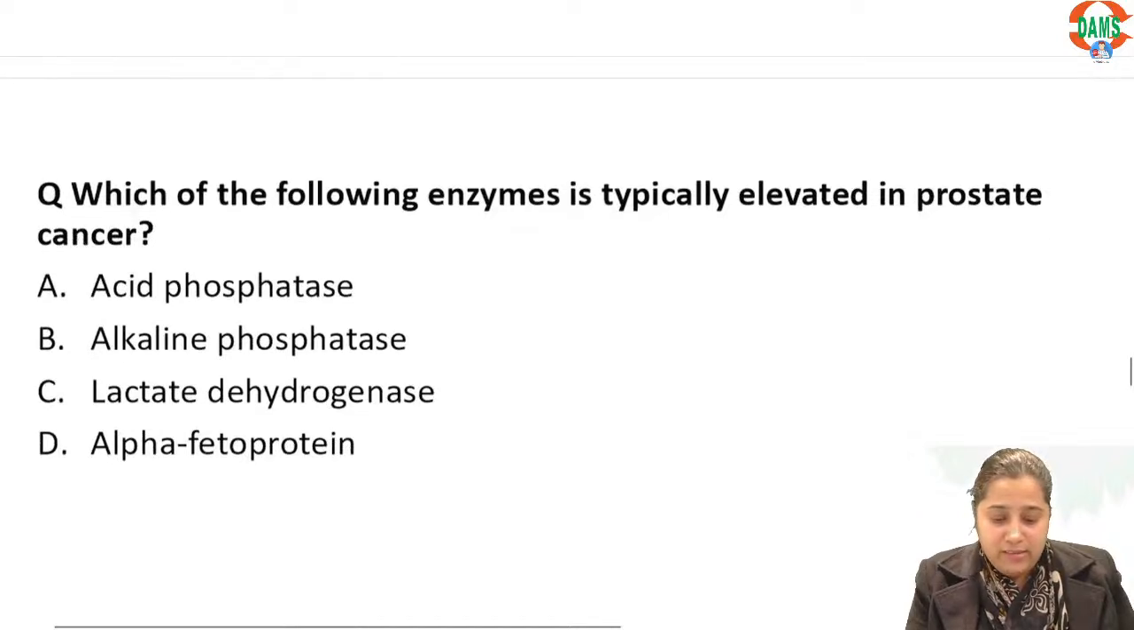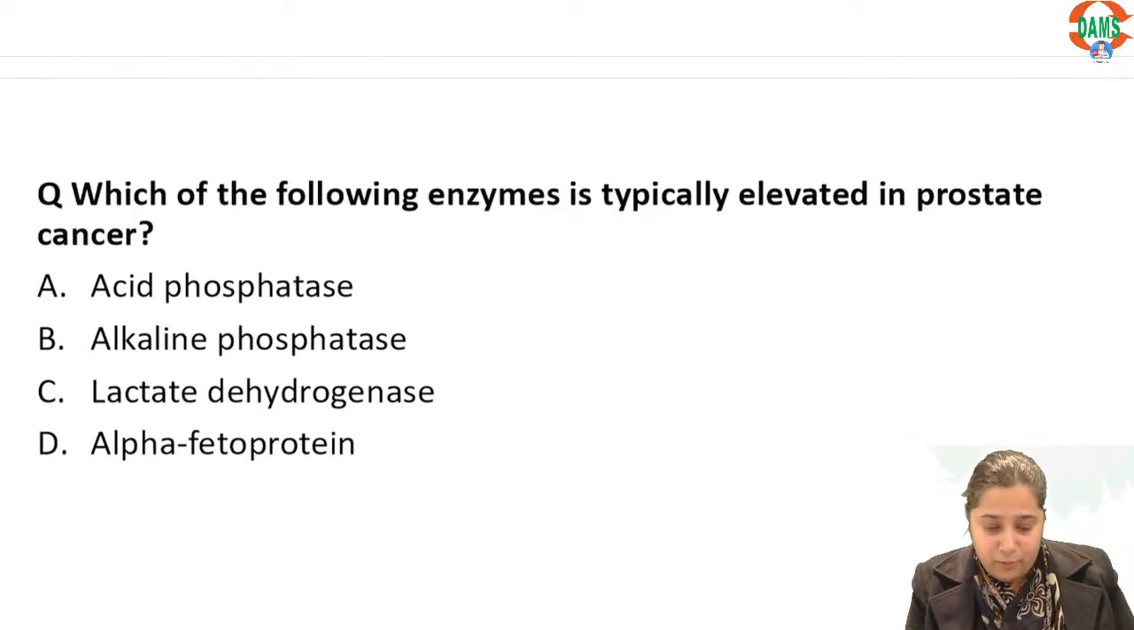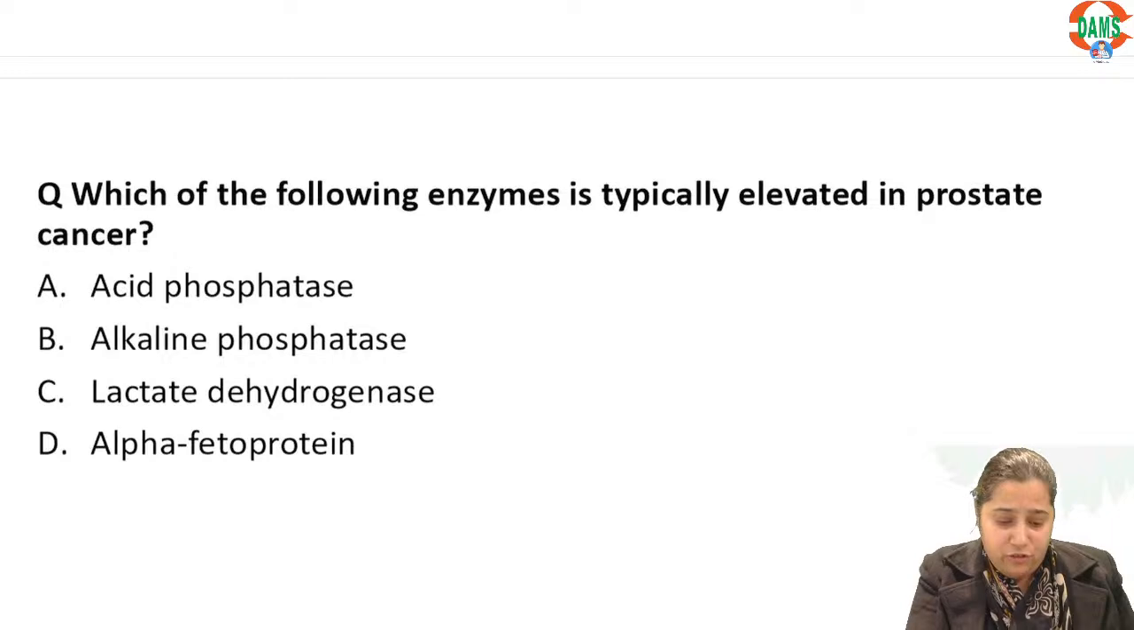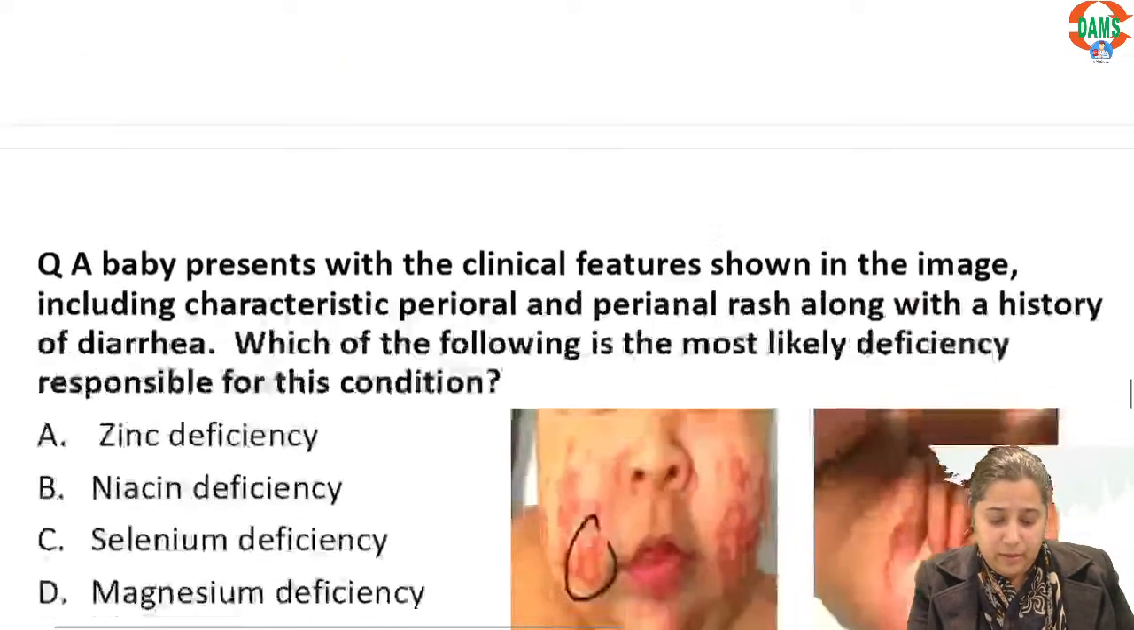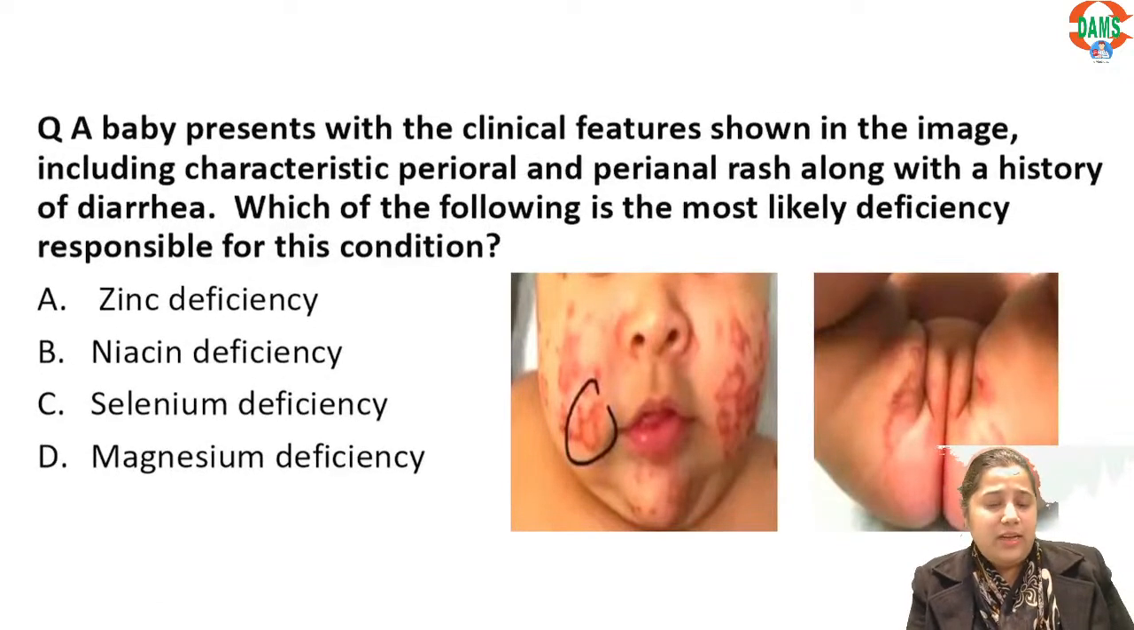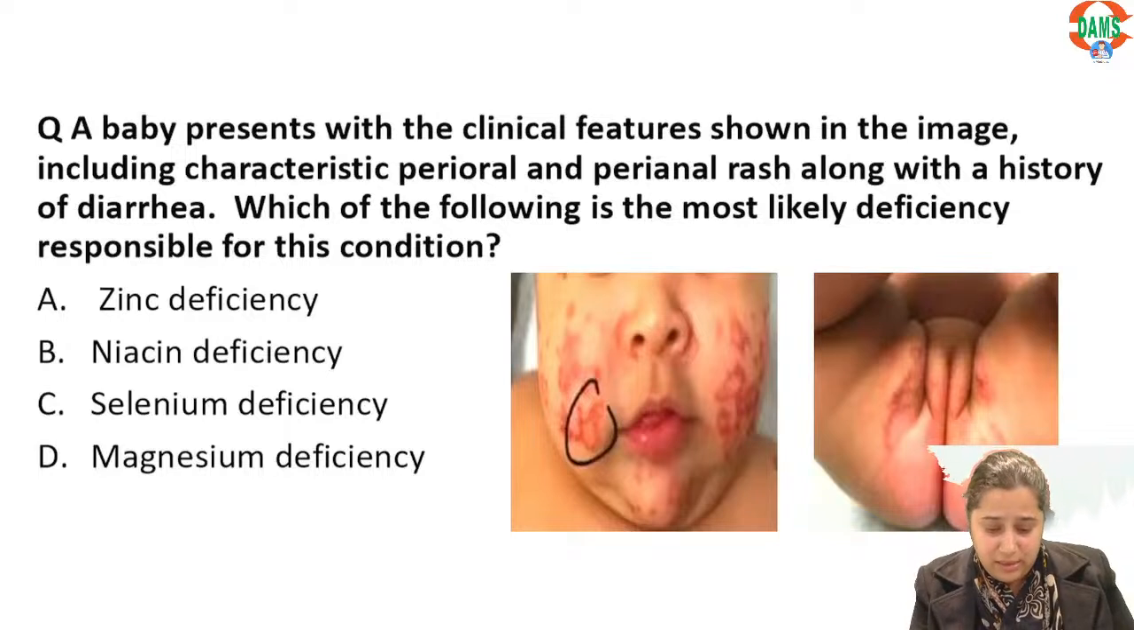Which of the following enzymes is typically elevated in prostate cancer? This is a direct question. Acid phosphatase. Then, a baby presents with clinical features. This is a repeat question. So many times it has been seen earlier.